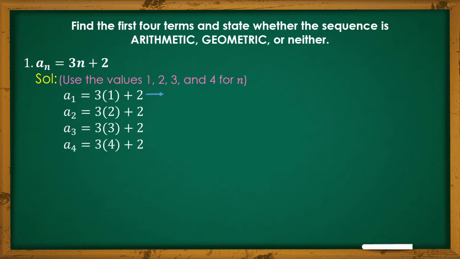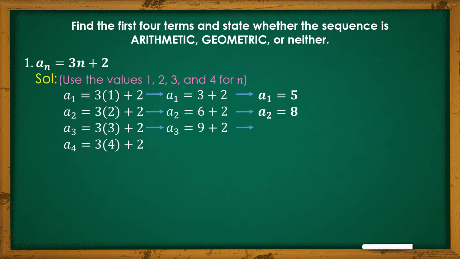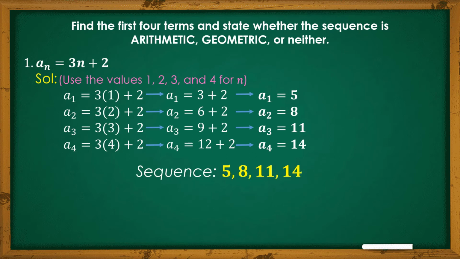Okay, let's solve. A sub 1 is 3 times 1 equals 3 plus 2 equals 5. 3 times 2 is 6 plus 2 is equal to 8. That's our a sub 2. 3 times 3 is 9 plus 2 equals 11. That's a sub 3. And 3 times 4 equals 12 plus 2 equals 14. That's our fourth term. Now our sequence is 5, 8, 11, and 14. That is our first four terms of the given sequence in the equation.